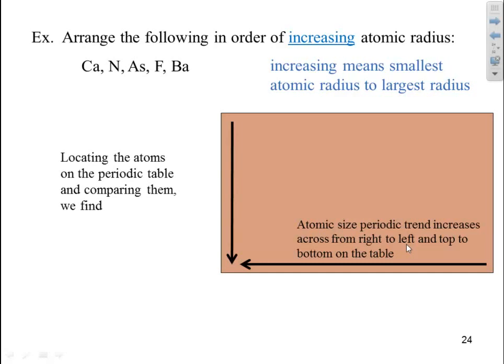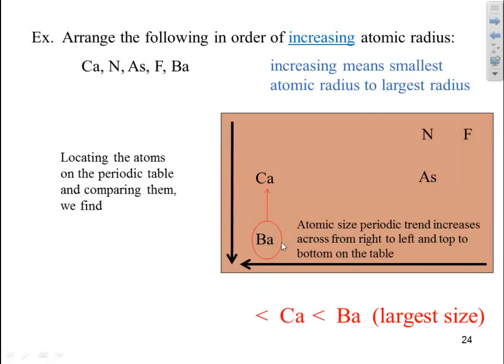Locating the atoms on the periodic table, basically, since barium is at the bottom here, that's going to be our largest size. Next in line from that would be calcium. Calcium would be larger than arsenic. Arsenic would be larger than nitrogen. And nitrogen will be larger than fluorine, fluorine being the smallest.